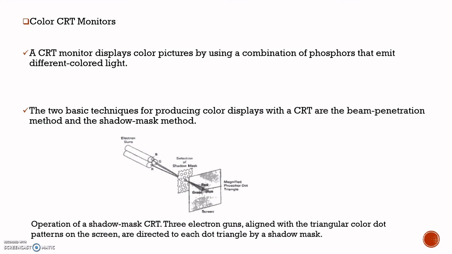When the 3 beams pass through a hole in the shadow mask, they activate a dot triangle, which appears as a small color spot on the screen. The phosphor dots in the triangles are arranged so that each electron beam can activate only its corresponding color dot when it passes through the shadow mask. So only when the beams pass through the shadow mask does it produce the colors, and the combination of these colors produces many other colors. This is the shadow mask method.